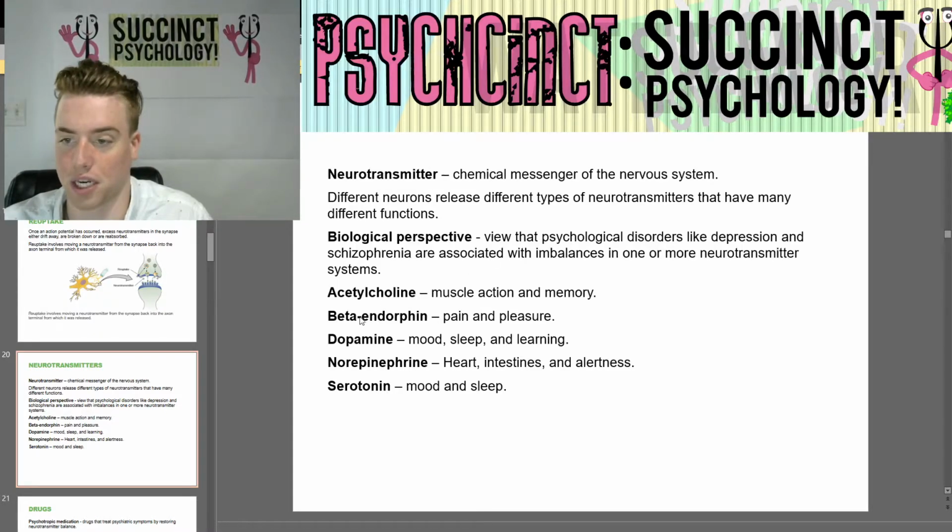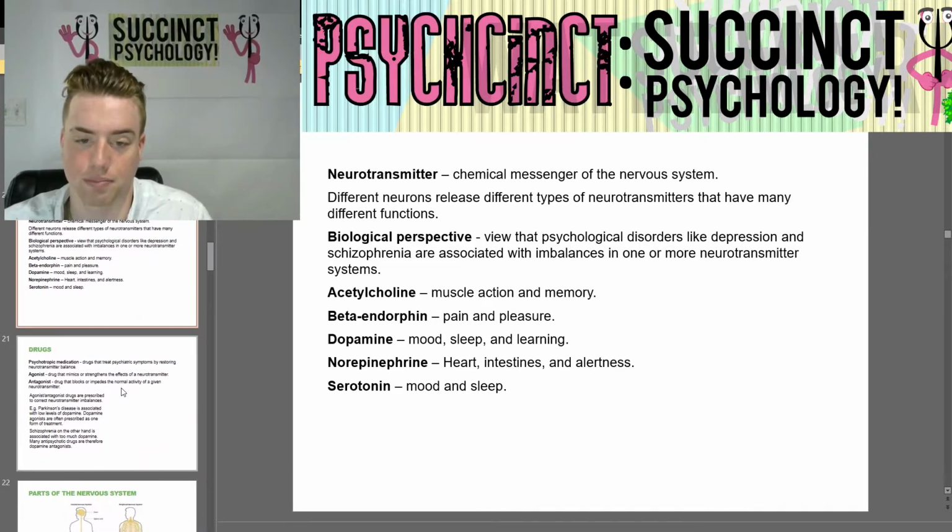So here are some neurotransmitters. We have acetylcholine, which dictates muscle action and memory; beta-endorphin, which is pain and pleasure; dopamine, which is mood, sleep, and learning; norepinephrine, heart, intestines, and alertness; and finally serotonin, which is mood and sleep.